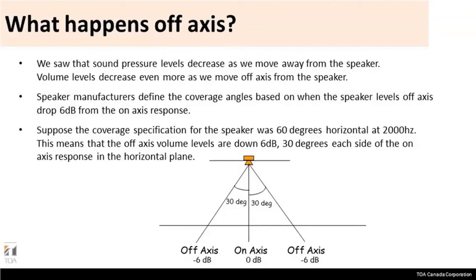So let's say you are on axis, in this example it's 0 dB, and you go off axis 30 degrees to the right or 30 degrees to the left. You're going to be detecting a drop of 6 dB, right? So you have to be careful not only about selecting indoor and outdoor speakers, but when you do choose those speakers, make sure that they are wide dispersion speakers if the application calls for it.